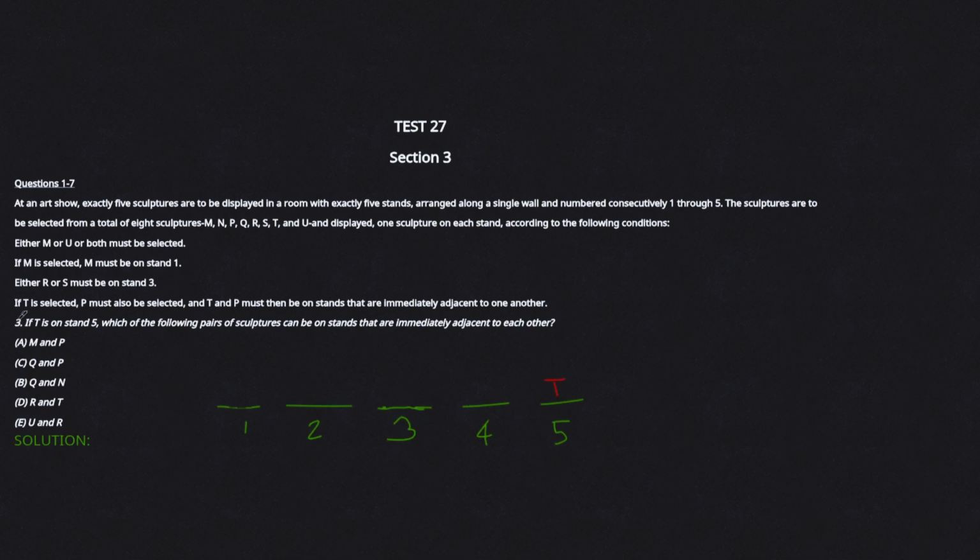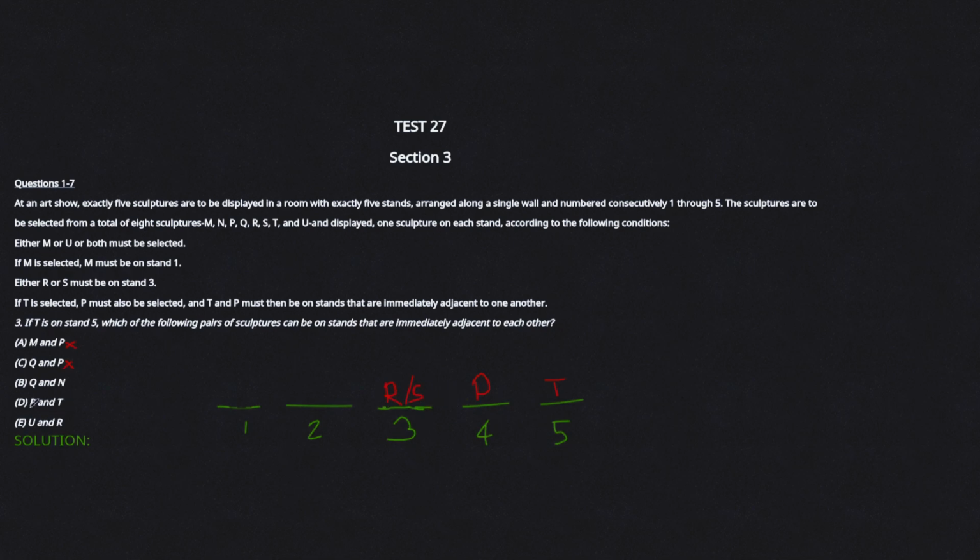Now, based on the last condition, we know that if T is selected, P must also be selected. And T and P must then be on stands that are immediately adjacent to each other, which is, by the condition, we already know P has to be here. Okay, now, from this condition, we know that either R or S must be on number 3. So, we can already cross out this one and this one because adjacent to P, we can only have R or S. So that one's crossed out.